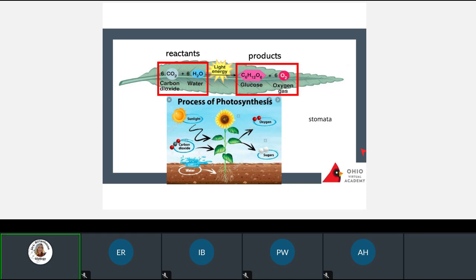Let the air in so they're not hot. Good. Well, what happens when the sun comes out? Right, the temperature rises. What happens to a plant if they get too much sunlight? Yeah, they die, they shrivel, they get burnt up, right?